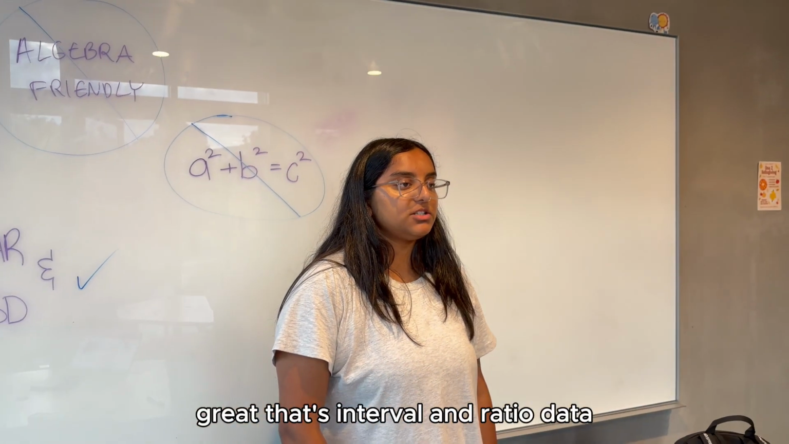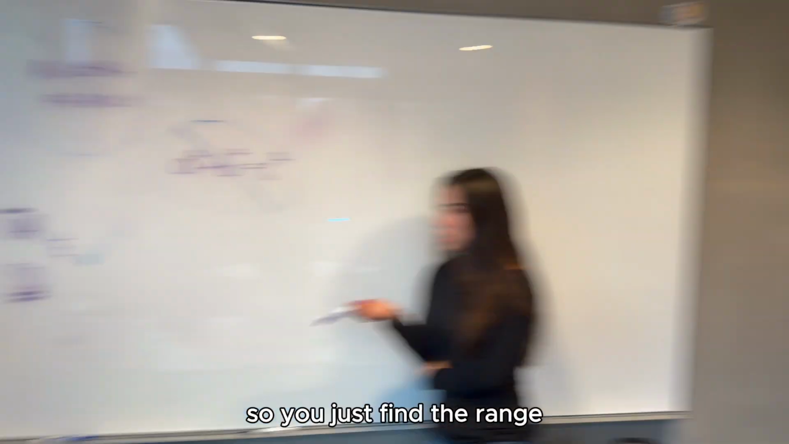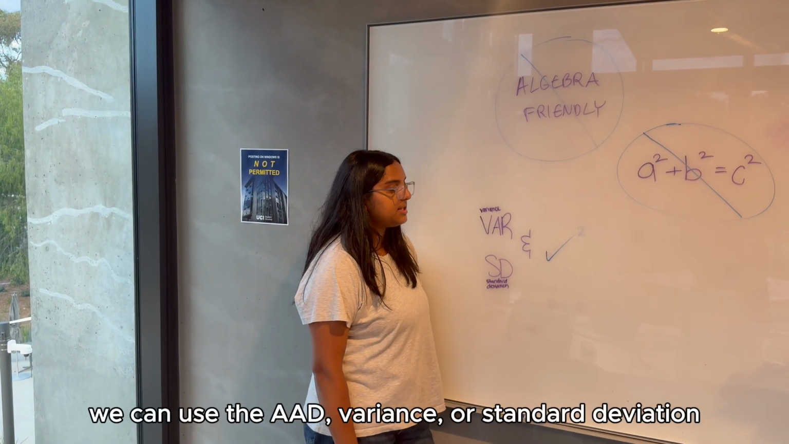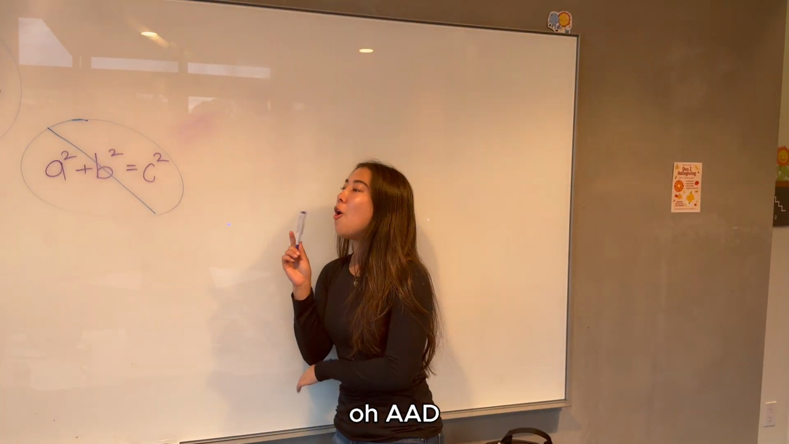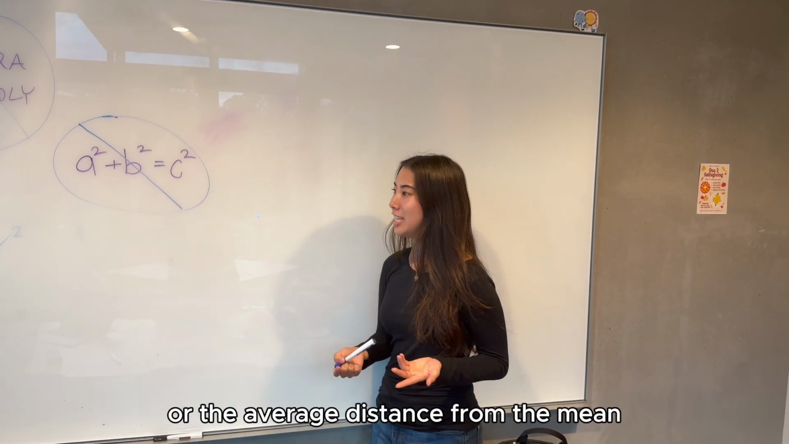Great, that's interval and ratio data. For that, we use measures of dispersion. So you just find the range. Well, we can do better. We can use the AAD, variance, or standard deviation. Oh, AAD, I know that one. That's the average absolute deviation, or the average distance from the mean.